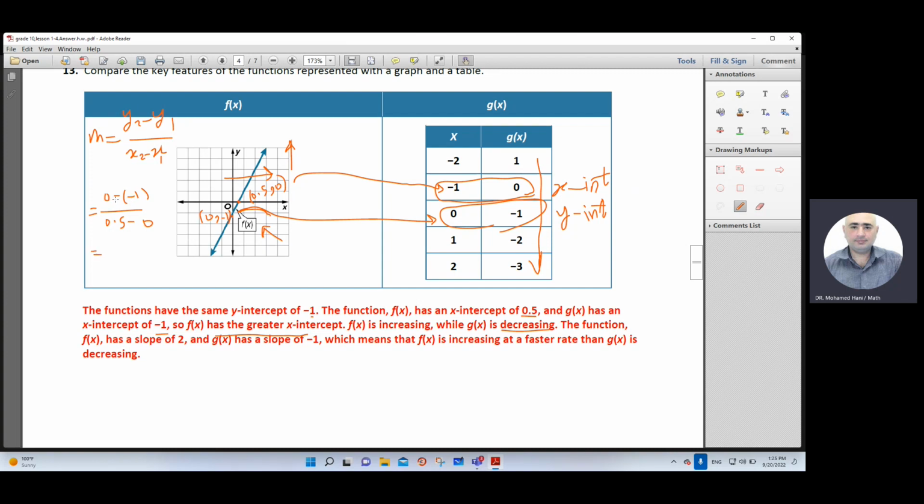So minus negative is positive: 0 plus 1 means 1. And here 0.5 minus 0 will be 0.5. 1 over 0.5 equals what? Equals 2. So the value of slope will be 2. And here use the same rule, you will get the slope will be negative 1. Which slope is greater, 2 or negative 1? 2 is greater than negative 1. So that means f(x) is increasing at a faster rate than g(x) is decreasing. Okay.